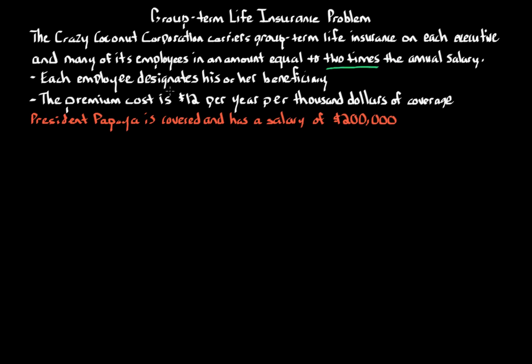Each employee gets to designate his or her beneficiary if there is a death and the insurance proceeds get paid out. So it doesn't go to the employer, it goes to a beneficiary that the employee designates. And the premium cost is $12 per year per $1,000 of coverage.